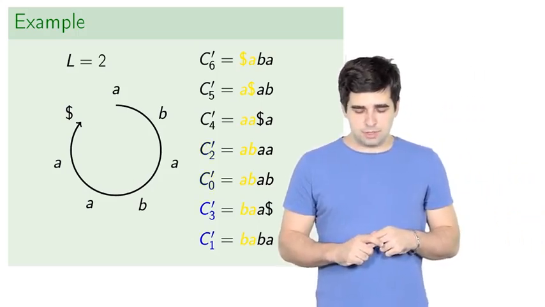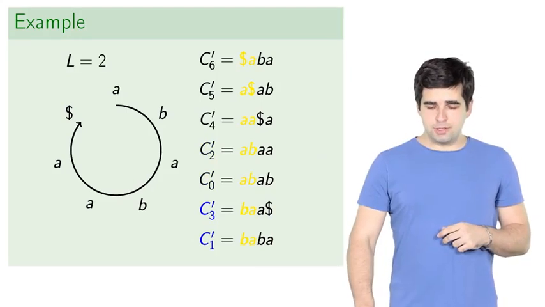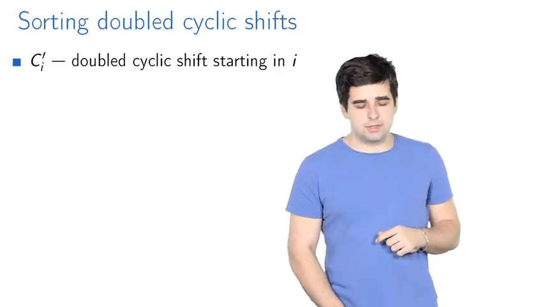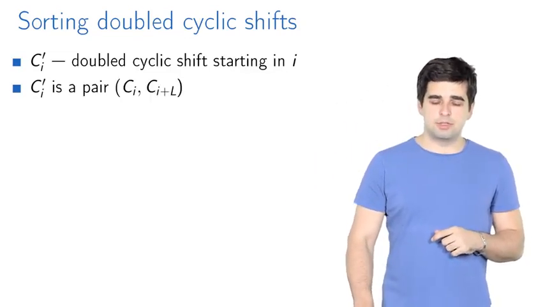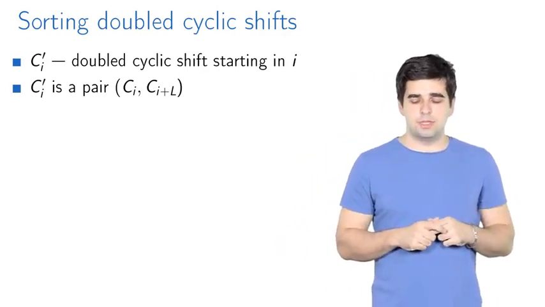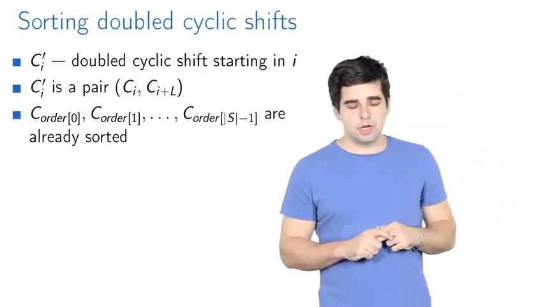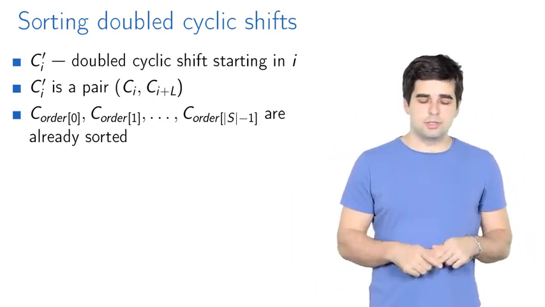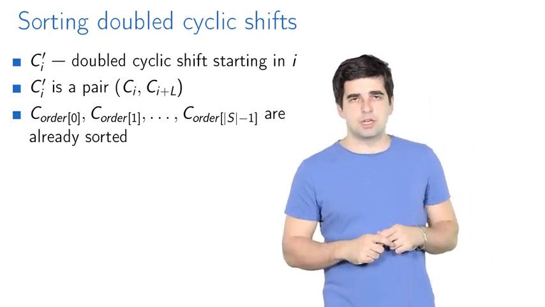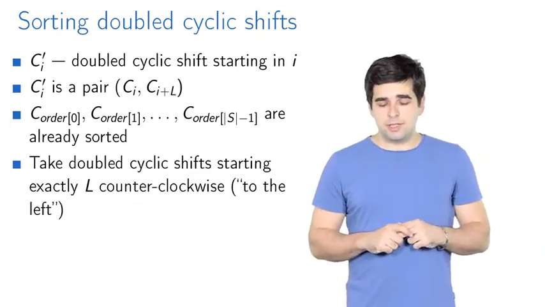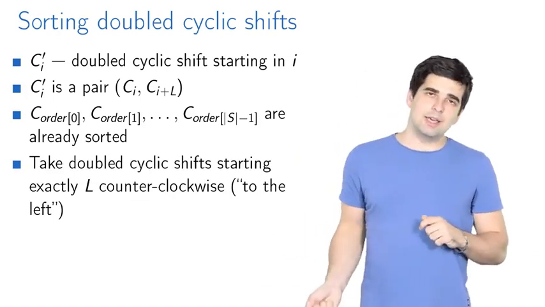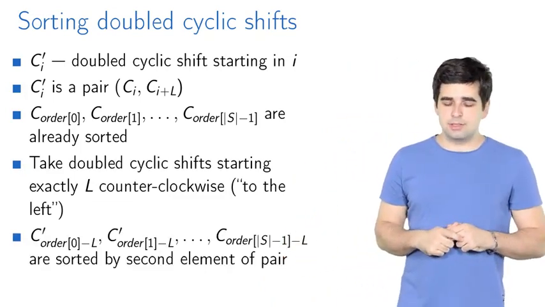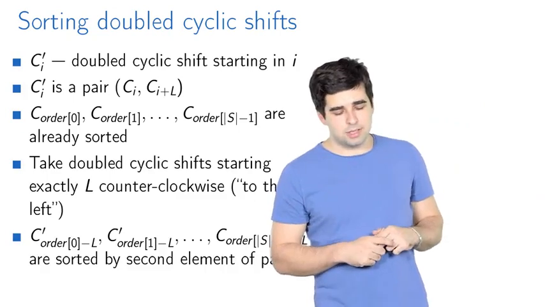We also initialize the first value of this class array, but we don't initialize class of 0. We initialize class of order of 0, because order of 0 is the position in which the smallest character in the string occurs, and we initialize this character with class 0. So we assign class of order of 0 to 0, saying that the character in position order of 0 has equivalence class 0. And then starting from the second character in order and up to the end, we go through the characters of the string in order, and we assign classes.